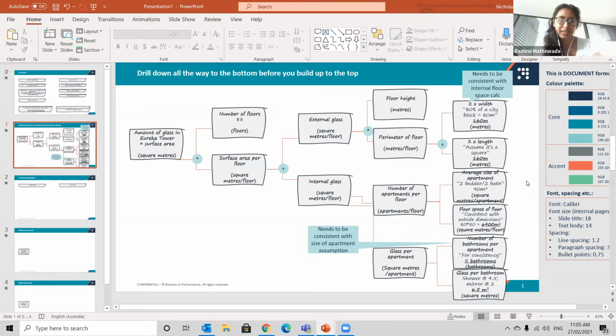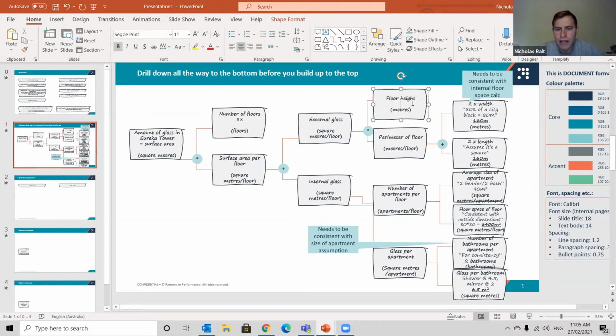Multiply and add up everything. Have you got all of your far right arms of your tree done? We still need floor height. Yep, spot on. So what do we got there for floor height? I'd say 2 meters. I would have said 3.5, 4.